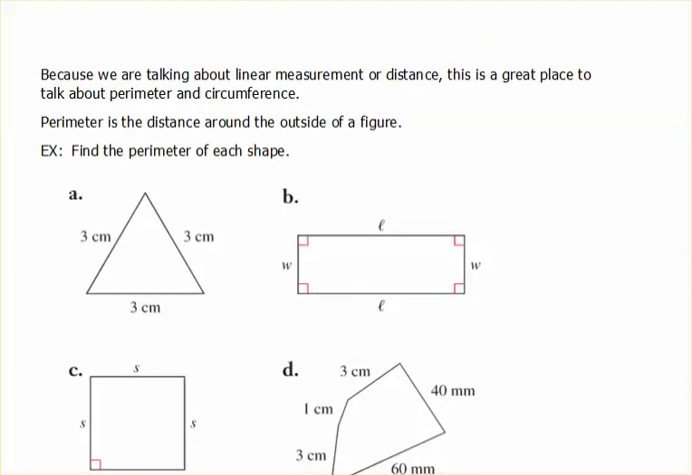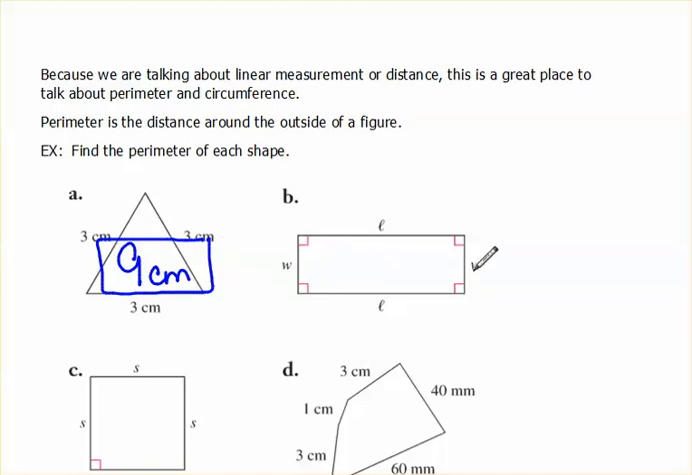Okay, now, while we're talking about linear measurement or distance, this is a great time for us to talk about perimeter and circumference, because perimeter is just the distance around the outside of a figure. So this one says find the perimeter of each shape. If I add up 3 centimeters plus 3 centimeters plus 3 centimeters, that's a total of 9 centimeters. So that would be my perimeter.